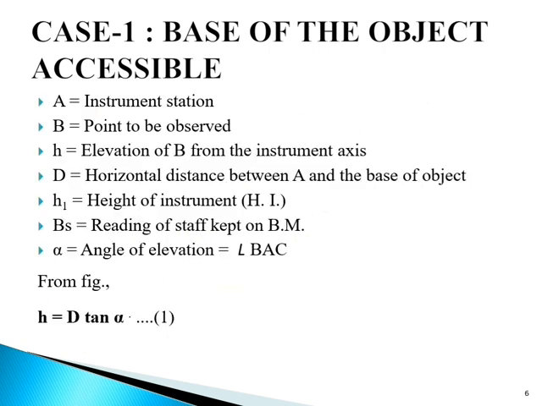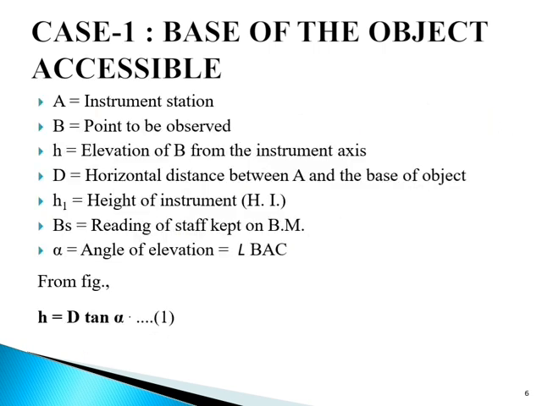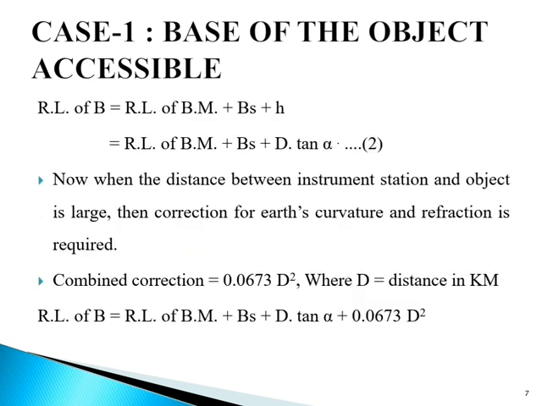So let us start with it. I have already listed each and every term, so write this down because it is important. From the figure, h is equal to D tan alpha, which we refer to as equation 1, because we know that it is given by distance into tan of the angle. Next, RL of B, the reduced level of point B, is equal to reduced level of benchmark plus BS plus small h.